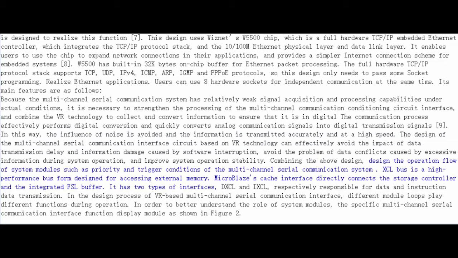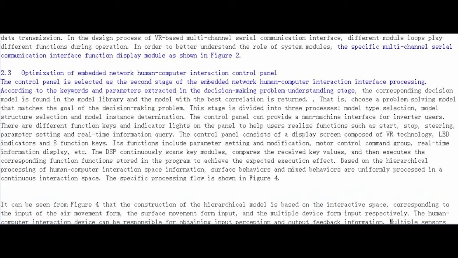serial communication system. The XCL bus is a high-performance bus form designed for accessing external memory. MicroBlaze's cache interface directly connects the storage controller and the integrated FSL buffer. It has two types of interfaces, DXCL and IXCL, respectively responsible for data and instruction data transmission. In the design process of the VR-based multi-channel serial communication interface, different module loops play different functions during operation. In order to better understand the role of system modules, the specific multi-channel serial communication interface function display module is shown in Figure 2.